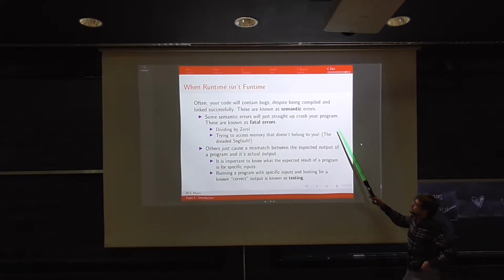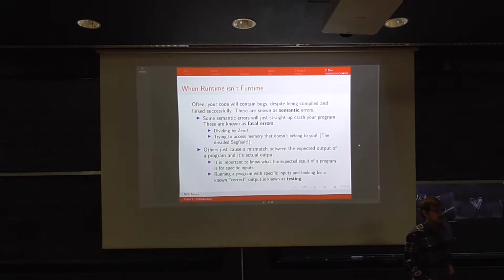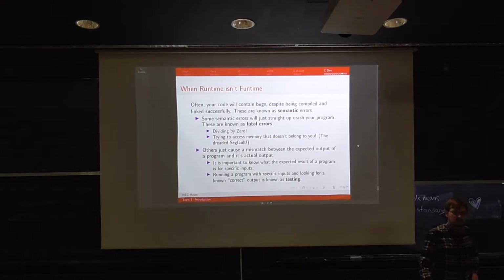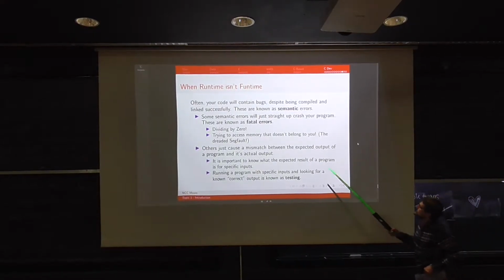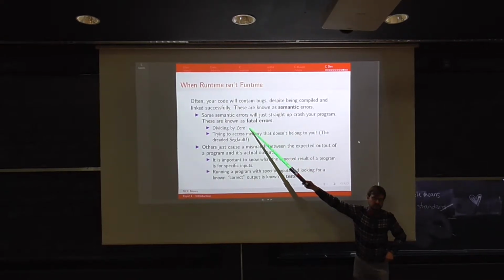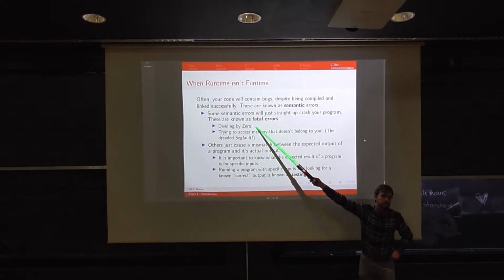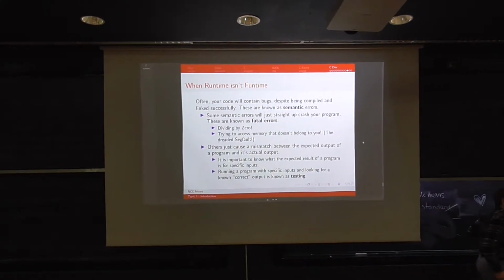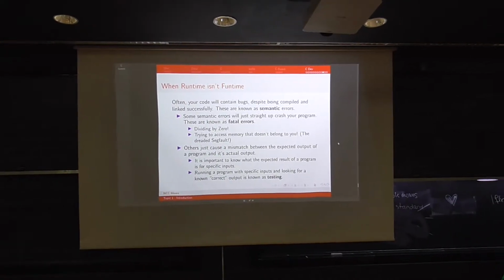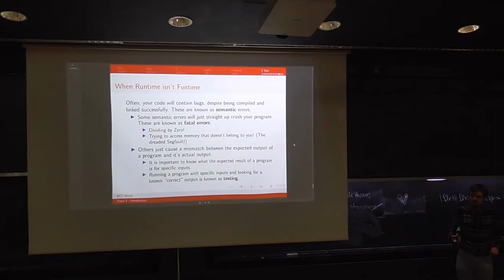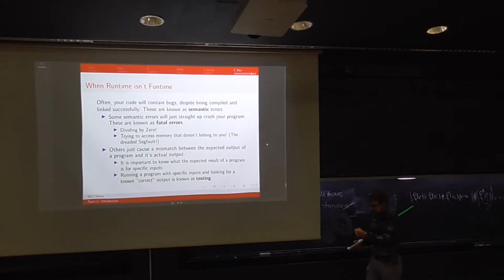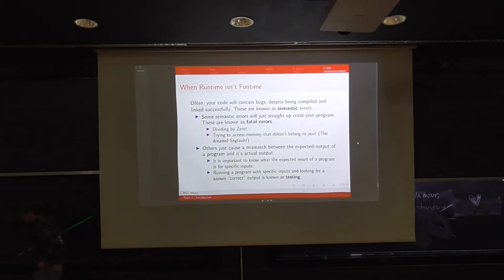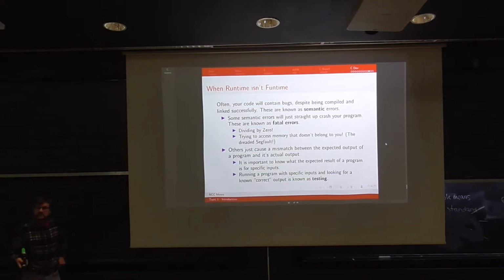Some semantic errors will just straight up crash your program. These are known as fatal errors. Was it something I said? Dividing by 0 is a fatal error. It'll crash your program outright. Trying to access memory that doesn't belong to you is also a fatal error that will kill your program right on the spot. The operating system immediately grabs it by the scruff of the neck and takes it out behind the woodshed and shoots it in the face. This is known as a segmentation fault.